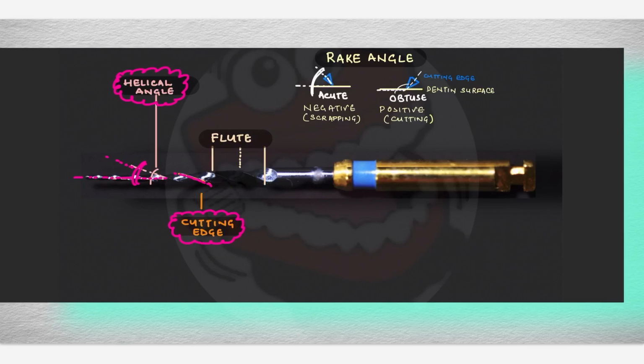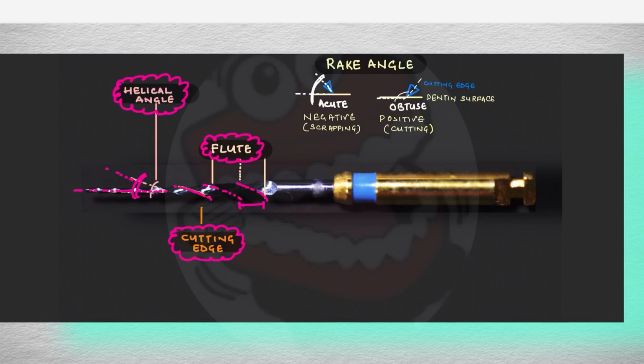Now the next thing is the flute of the file. The flute of the file is a segment that contains 2 cutting edges. For example, one is this cutting edge and the second is this cutting edge. In between, this entire segment is referred to as the flute of the file. Now the next thing that we talk about is the rake angle of the file. What we understand by the rake angle is, suppose we talk about this cutting edge of the file. When we introduce this file into the root canal, it makes an angle with the dentine surface.